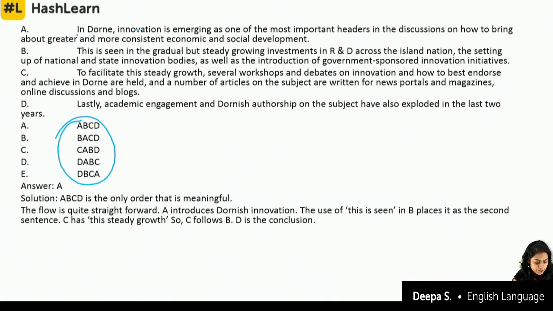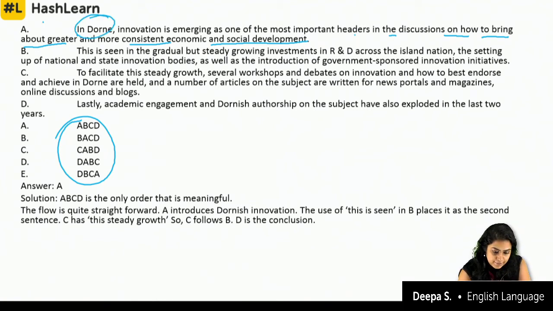In Dawn, innovation is emerging as one of the important headers in the discussions on how to bring about greater and more consistent economic and social development. Now I am introducing something in Dawn. Dawn happens to be a place. This is seen in the gradual but.